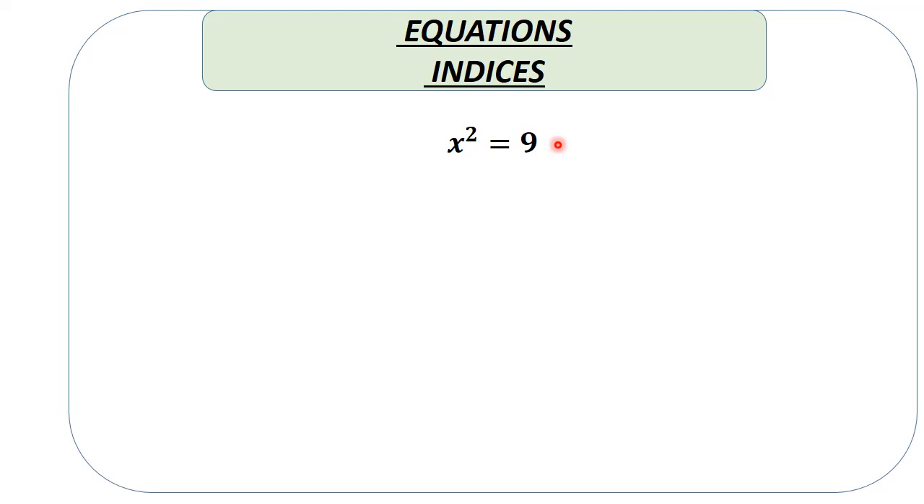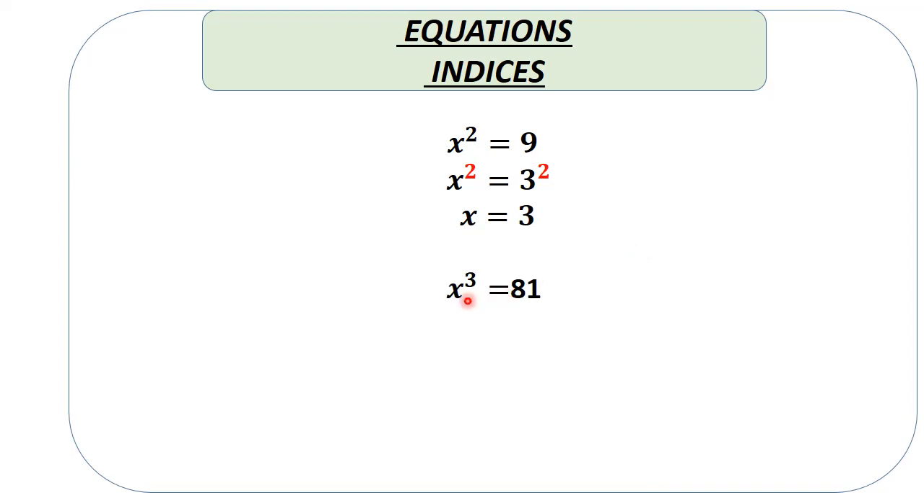But another way in which you can deal with this is you just write this in the form such that the powers are the same as this one, which we don't know. 9 can be written as 3 to the power 2. So the powers are the same, meaning that the bases should also be the same. Therefore, this number here should be 3. So we can write x is equal to 3.